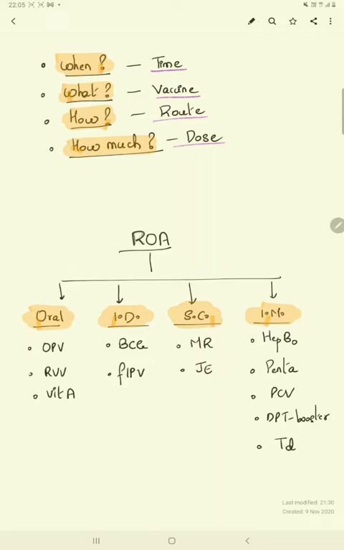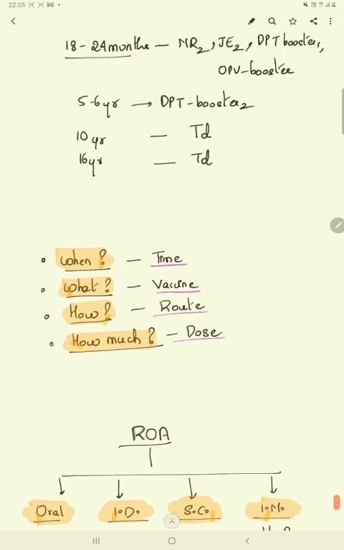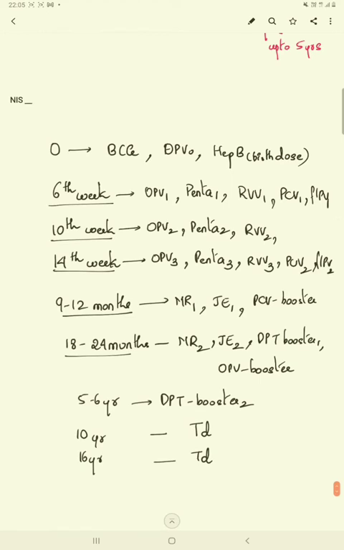Vaccine. Next, coming on to the schedule per se. At birth you have 3 vaccines that are given: the BCG vaccine, the OPV vaccine, and the hepatitis B birth dose. We've already studied that BCG is given intradermally. The only 2 vaccines that are given intradermally are BCG and the FIPV.